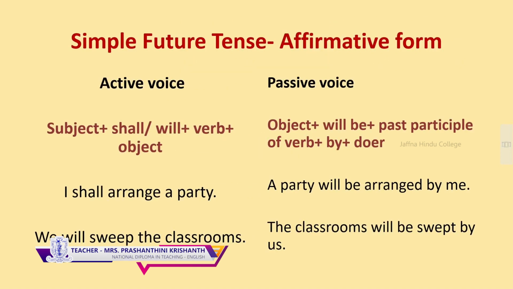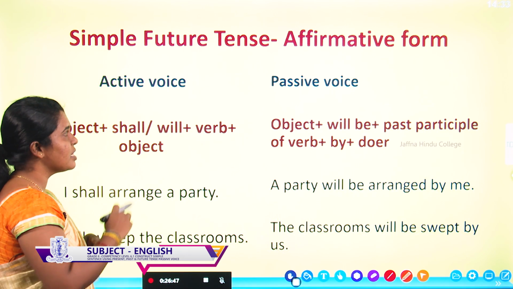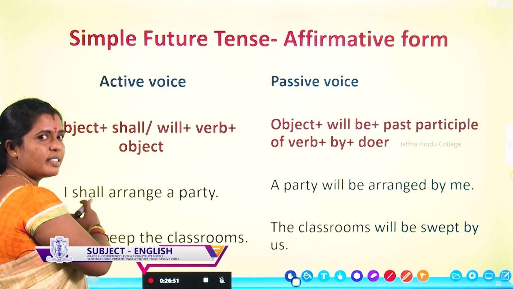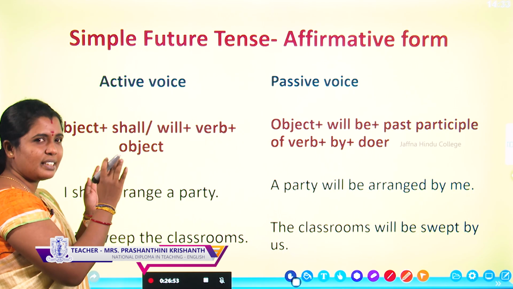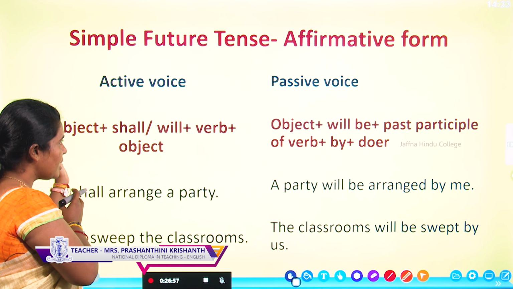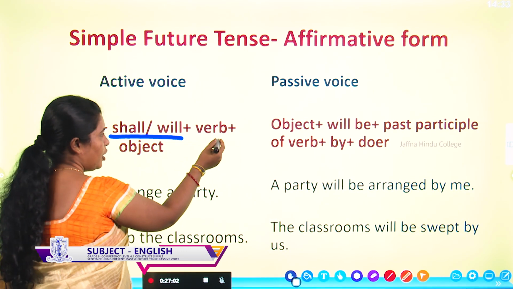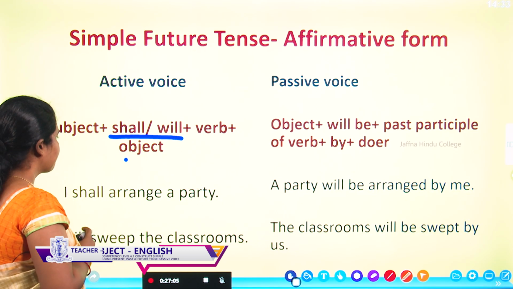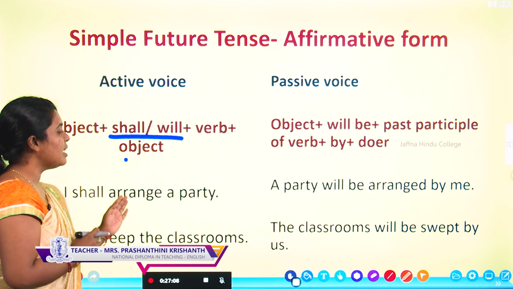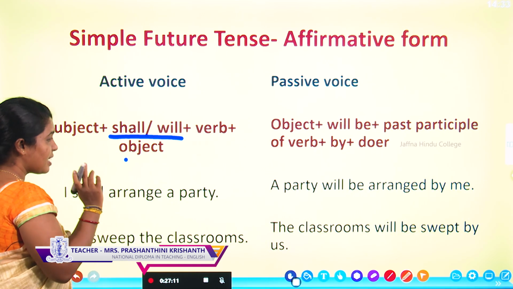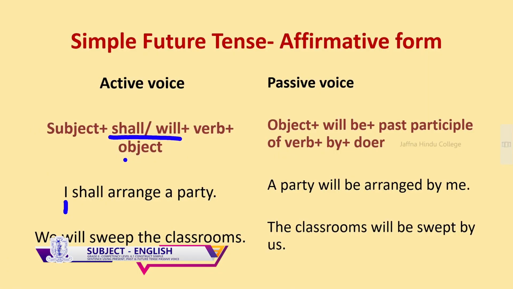Right, let's move to the third one, the major one, the future tense, simple future tense, right? See the pattern, active voice is there, passive voice is there. Now you can get it easily, right? Subject and the future tense, we must use shall or will, then verb, then object. See the example, I shall arrange a party. What is the subject? I. Shall is the helping verb. Arrange is the main verb. A party is the object.